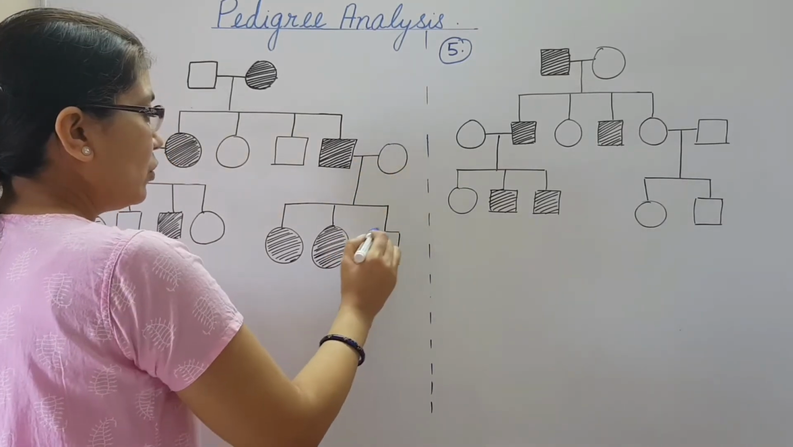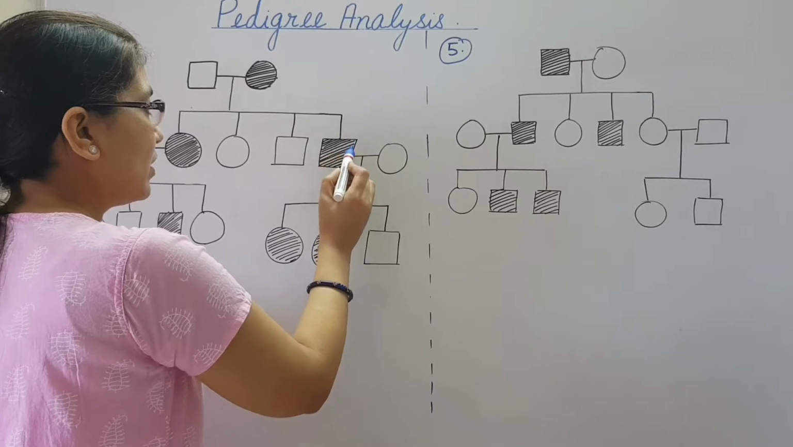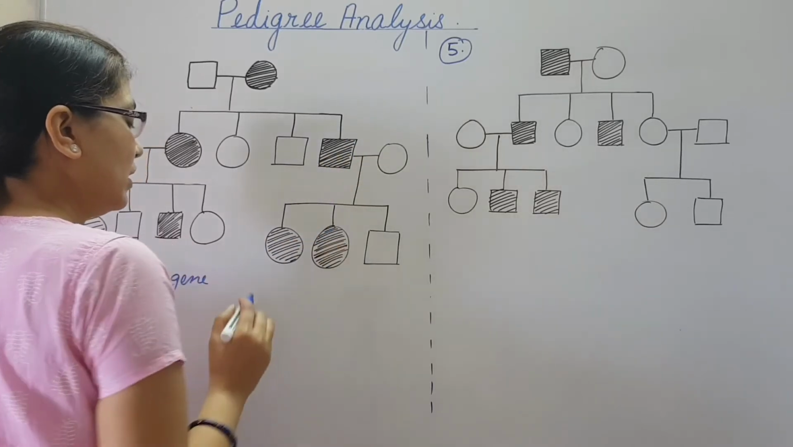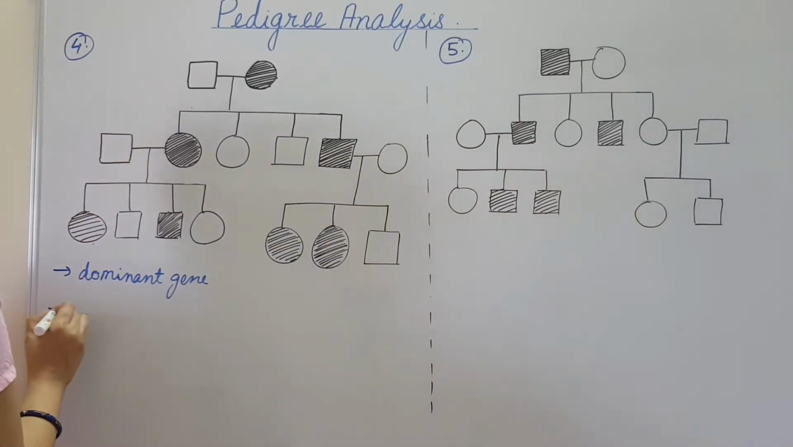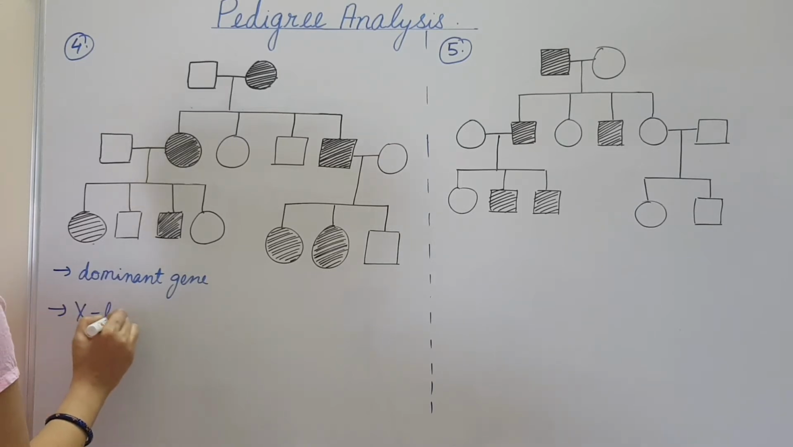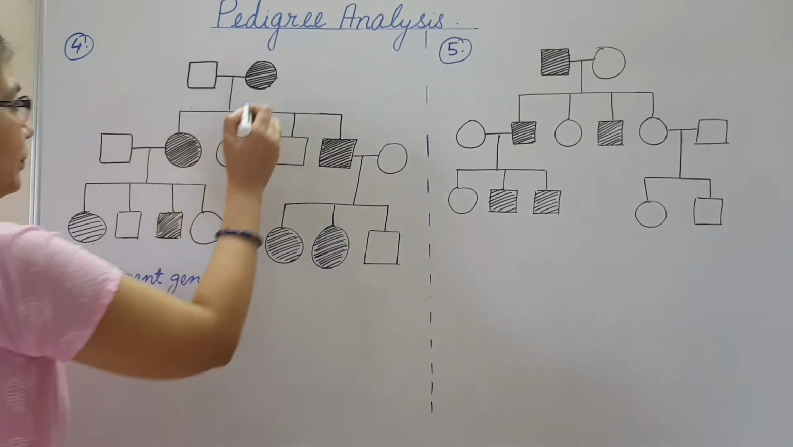Mother is unaffected, so son is unaffected. Father is affected, so daughters are affected. So it may be due to an X-linked gene. Now let us confirm this.